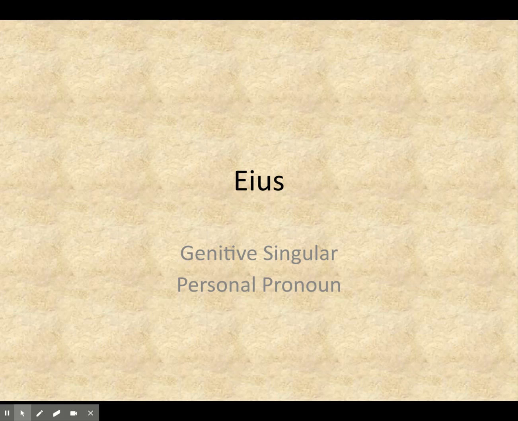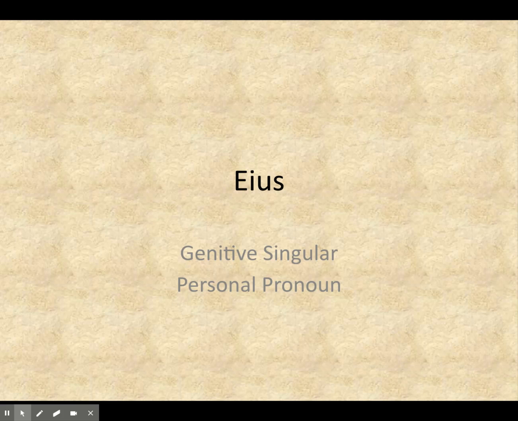Notice eius begins with an e, just like eum and eam. That makes it a pronoun. It replaces a noun. It's a personal pronoun, which means it replaces a person and sometimes a thing when it's neuter. And that it's genitive singular. The ius is like cuius. It's genitive. It shows possession. So you're going to see that in blue an awful lot.